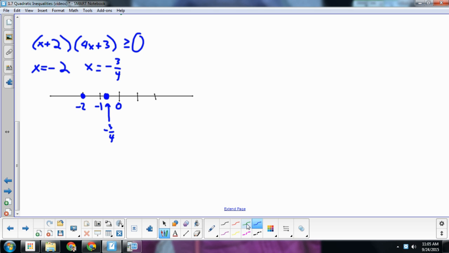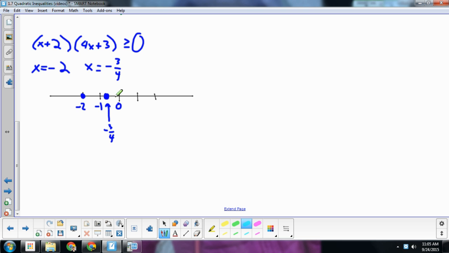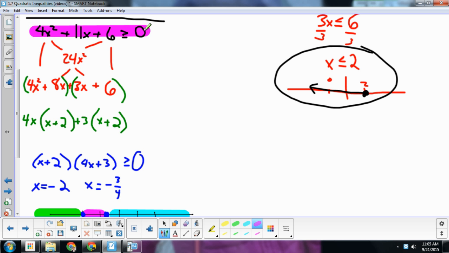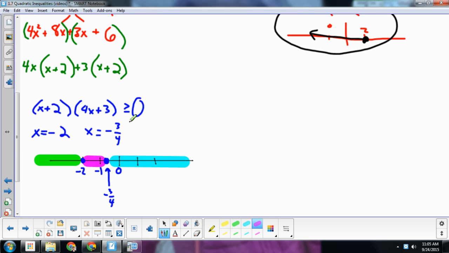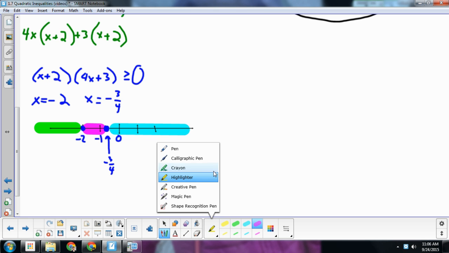To figure that out, I need to plug in points to the right of negative 3/4, to the left of negative 2, and in between those two, because I want to know what those x values do in my inequality. I can plug them into my original inequality way up here, or into the factored version, which may or may not be easier. Let's find out. I'll start by plugging in a value to the left of negative 2, such as negative 3.